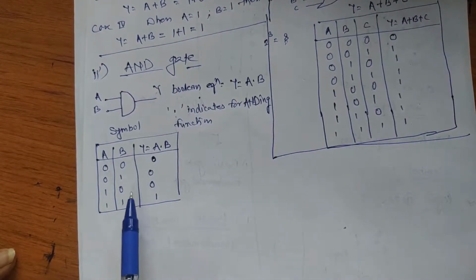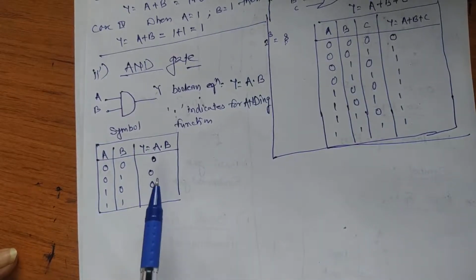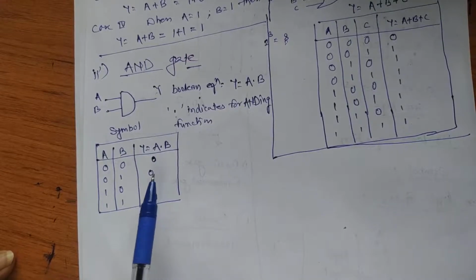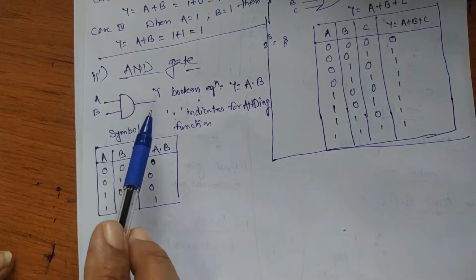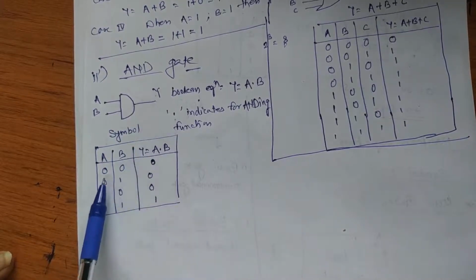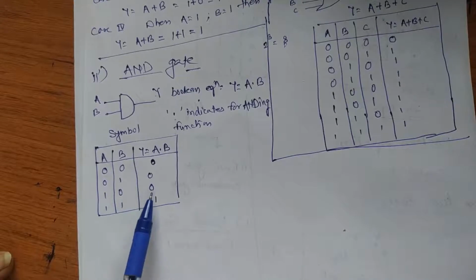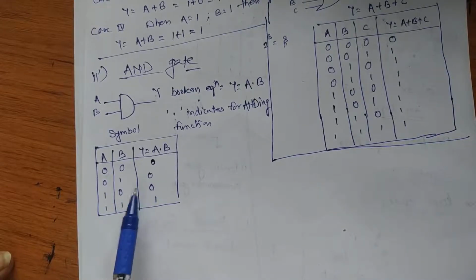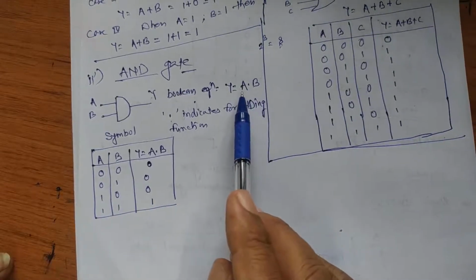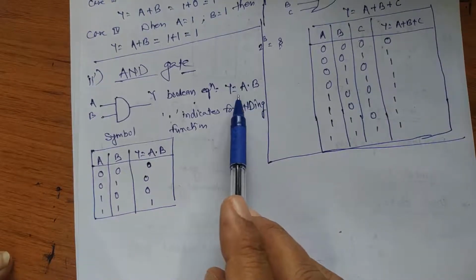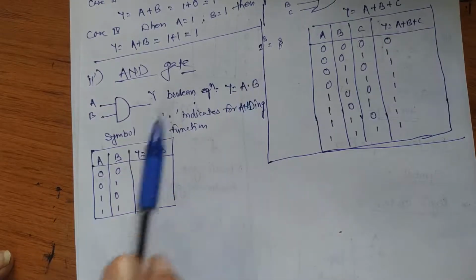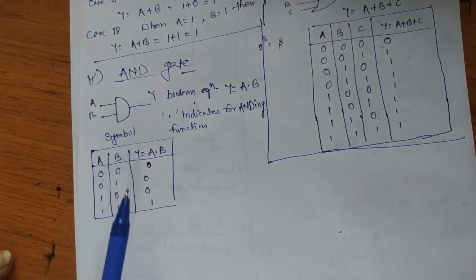Then what is the definition of AND gate? AND gate is a logic circuit which has 2 or more inputs but only one output. When any input is low, output is low. Its Boolean equation is Y is equal to A and B. Also say that Y is equal to A into B. Its logic symbol, its truth table.